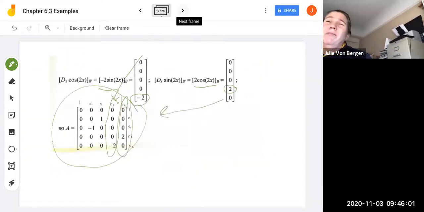Okay, so you'll work through some similar examples in the group work and the homework, and you are well equipped now for section 6.3.